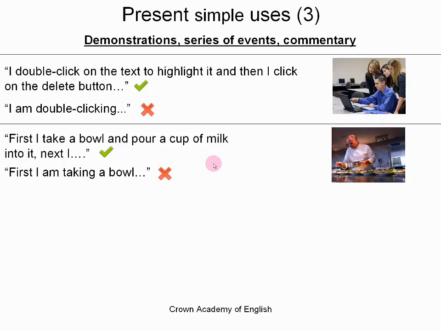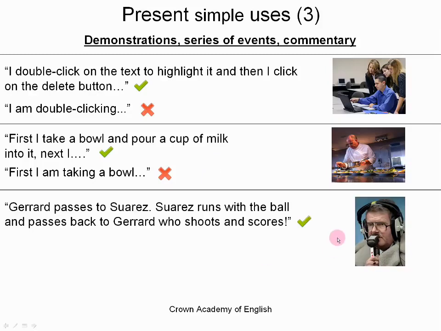And again, as I said before, you often hear it in sports live commentary. So, for example, this is some example commentary from the Liverpool team. I'm a supporter of Liverpool Football Club. So Gerrard is a Liverpool player and Suarez is a Liverpool player. So the commentator would say something like, "Gerrard passes to Suarez, Suarez runs with the ball and passes back to Gerrard, who shoots and scores." So all of these verbs here, you can see passes, runs, passes, shoots, scores. As you can see, they are all present simple.